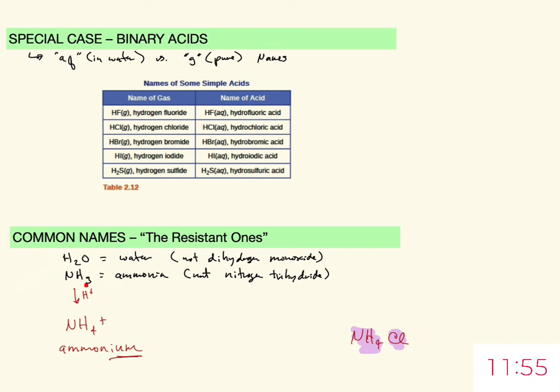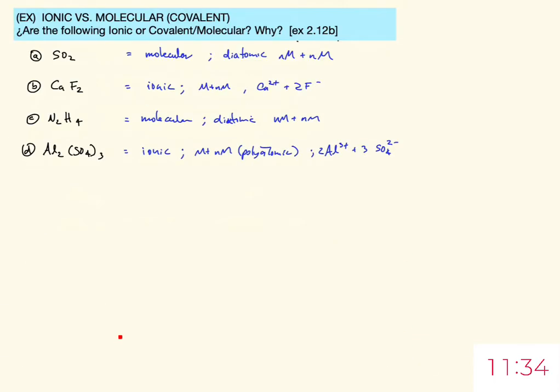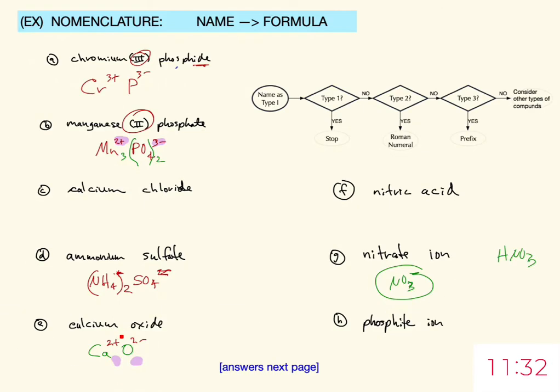And NH3 is not nitrogen trihydride. It should be, but it's not. Ammonia is another really common material that they said, you know what, NH3, let's just keep it as ammonia. And by the way, the difference between ammonia and ammonium: ammonia is the neutral molecule, and ammonium is the ion made from that.